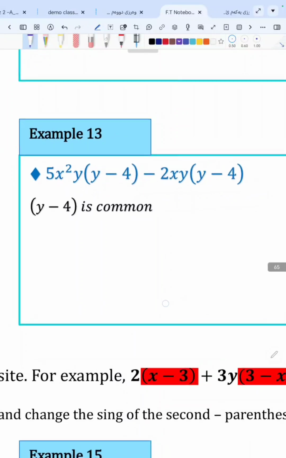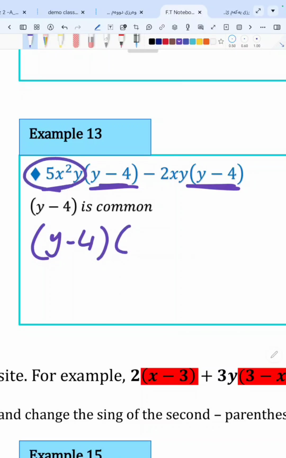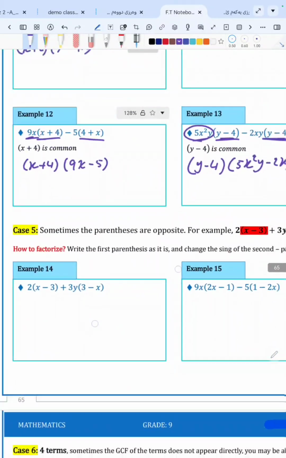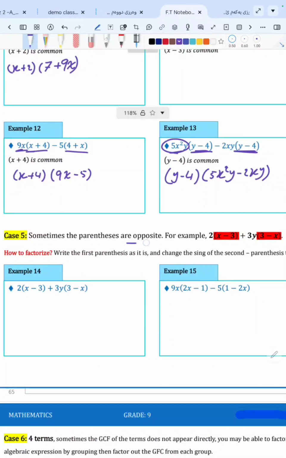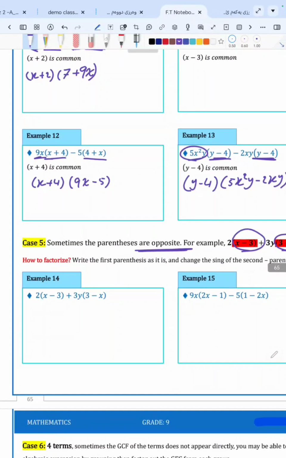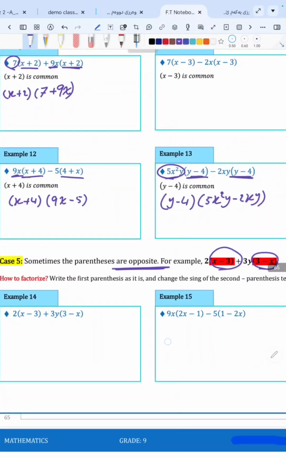In minus, as you can see, you have the same parenthesis. So y minus 4 is a common parenthesis. What's left here? 5x power 2y minus 2xy. Okay? But sometimes the parentheses are opposite. In minus, x minus 3 and 3 minus x. They are not the same. How can I solve it? How can I factorize it?